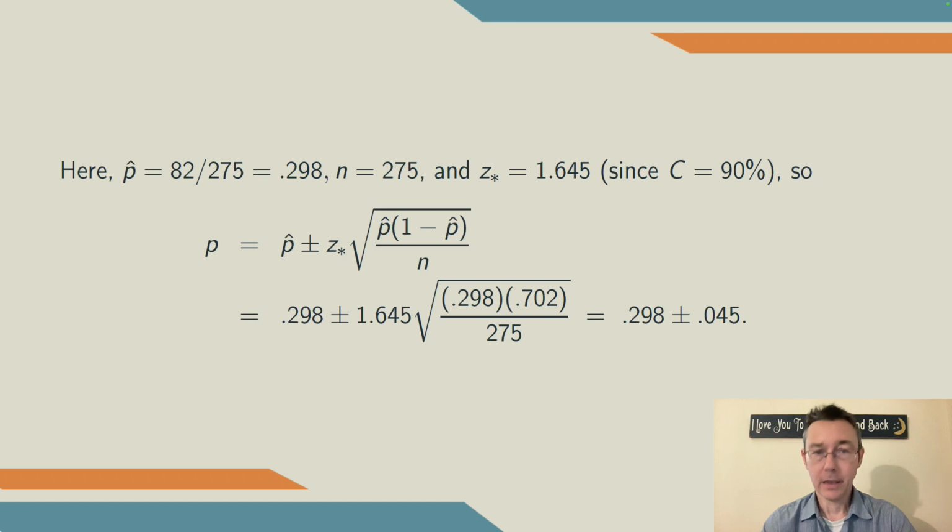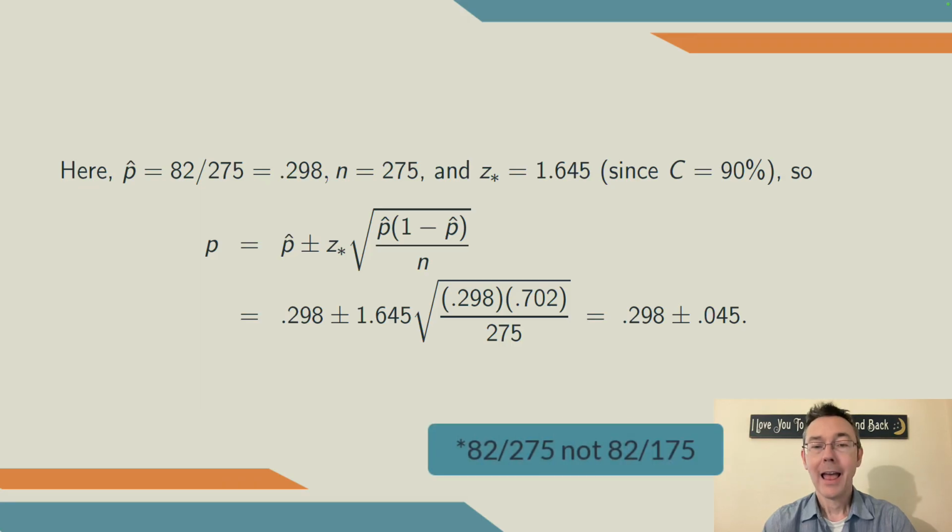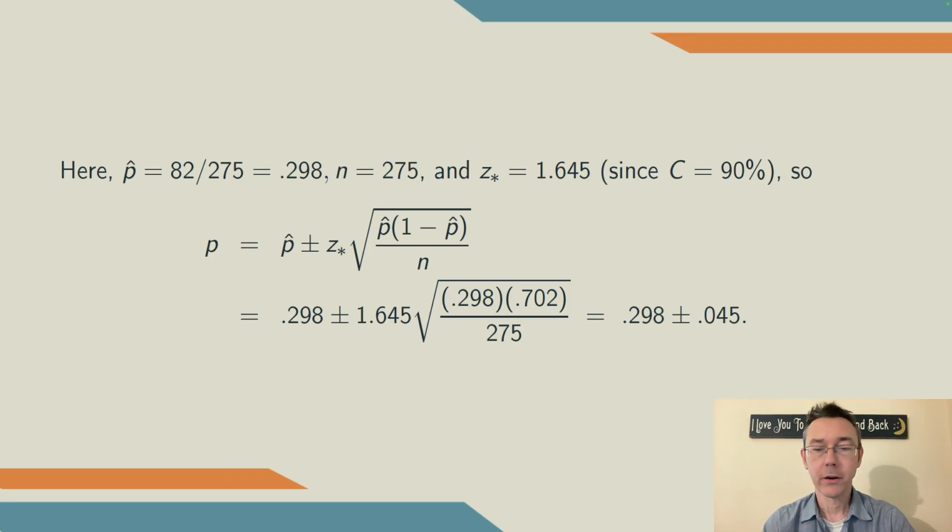Plugging everything in to that formula and simplifying, we get 29.8% plus or minus 4.5%. So we have a point estimate of 29.8%, 82 divided by 175, and a margin of error of 4.5%.